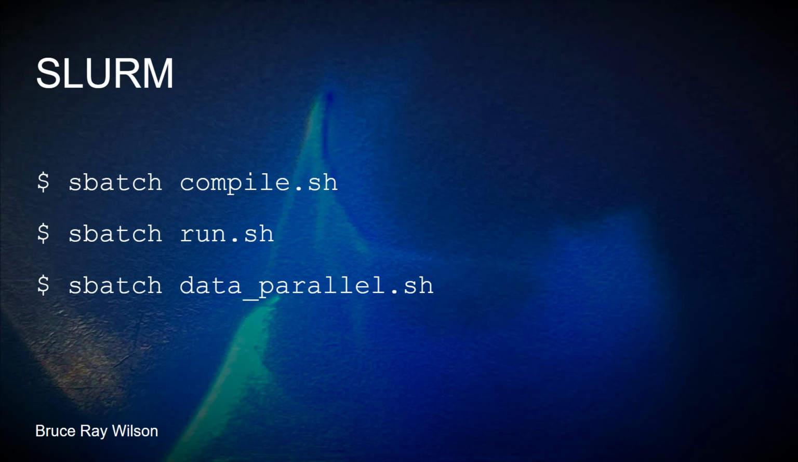We're going to use Slurm to queue these jobs. It will be sbatch compile.sh. And then let's go on to the second one, which again will be using sbatch and then run.sh. And then lastly, we'll use sbatch data_parallel.sh. These commands will queue up the jobs and they will execute on the system.